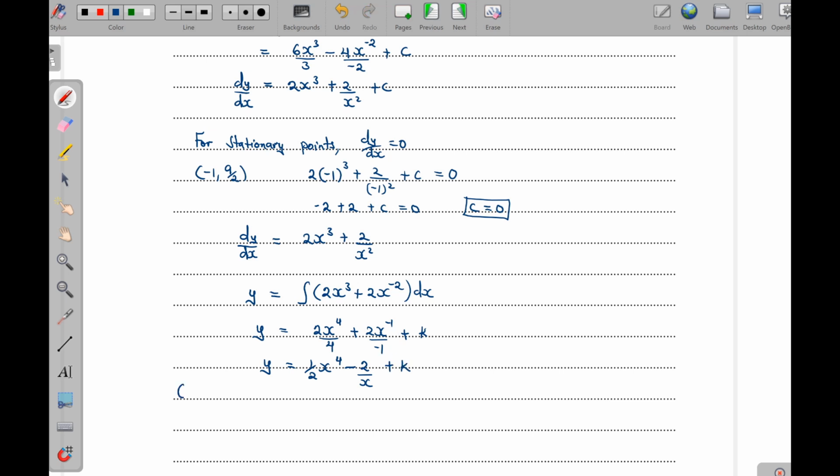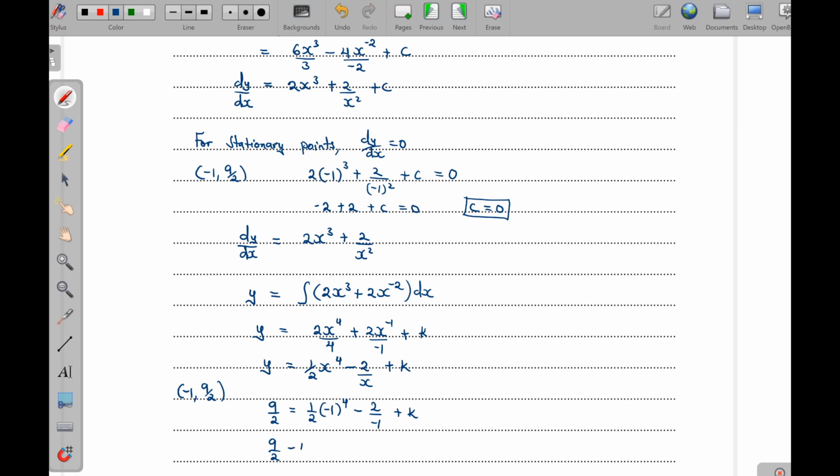And again, since there is this stationary point, any point that is on the curve must have its coordinates satisfy the equation of that curve. So we shall have 9 over 2 here, then a half, then times negative 1 to the power of 4, minus 2 out of, this is negative 1, then plus the k. So this is 9 over 2. Of course, this one will be a 1 because an even power of a negative is a positive.